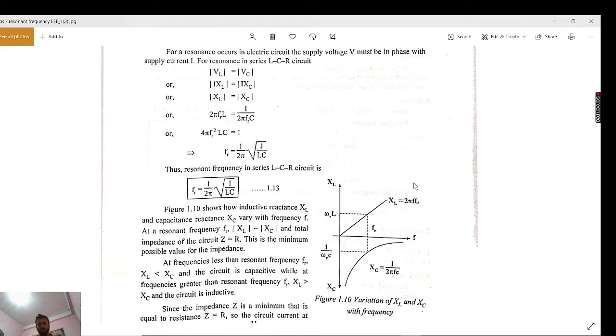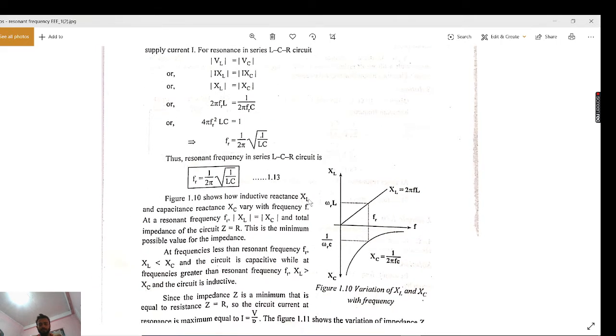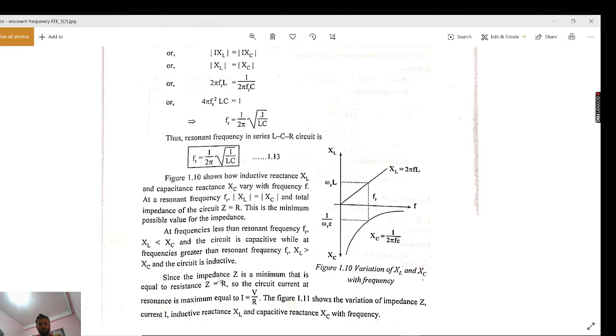And here you can see the variation of XL and XC with the frequency. In the case of resonance frequency, we know XL is equal to XC, and the total impedance of the circuit becomes Z is equal to R, which is also the minimum possible value of the impedance. And we have different cases: if the value of XL is less than XC, that is, at a frequency less than the resonant frequency, the circuit is said to be capacitive, and in the case of XL greater than XC, the circuit is inductive. Since the impedance Z is minimum, that is Z is equal to R, the current at resonance is maximum, and is given as I is equal to V upon R.